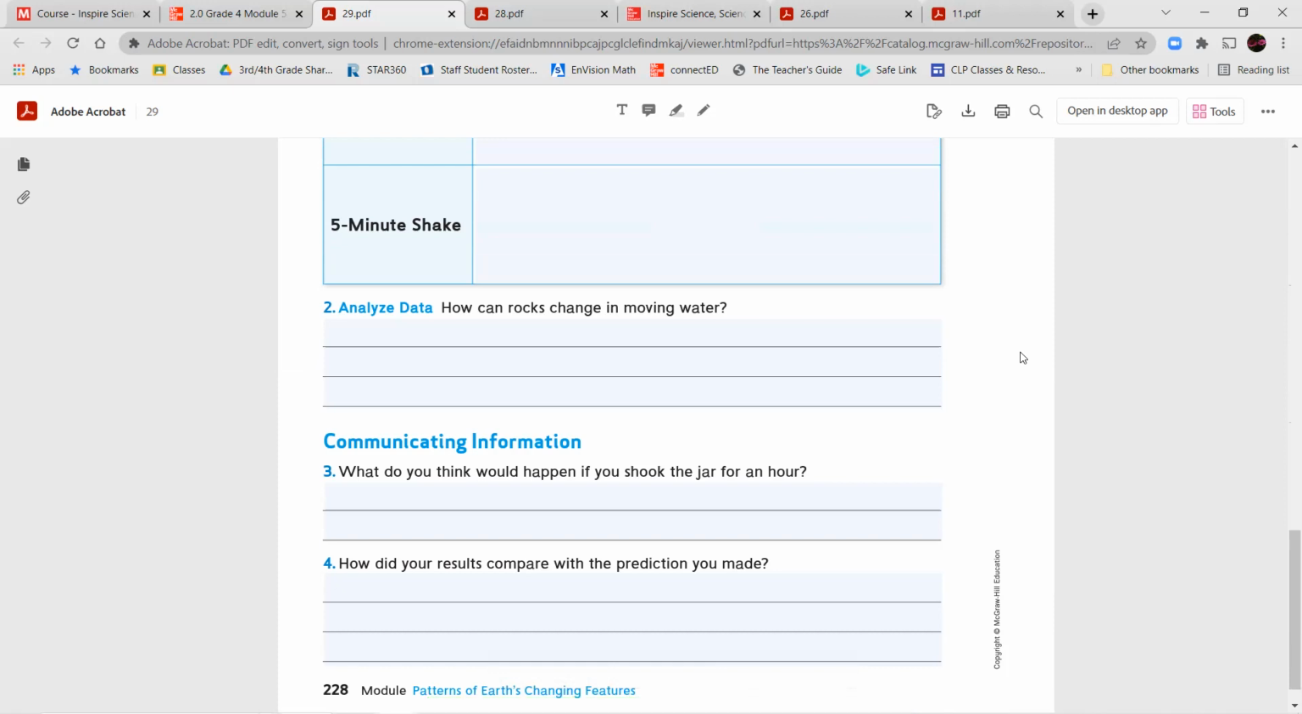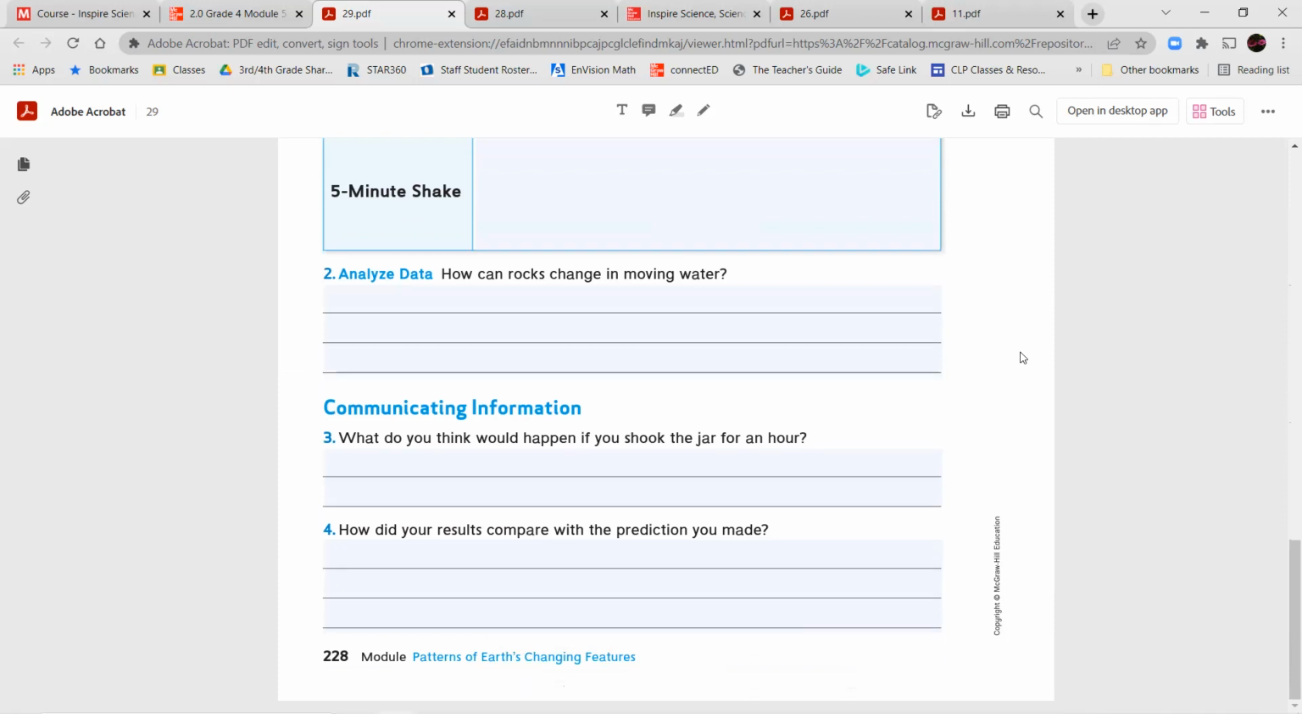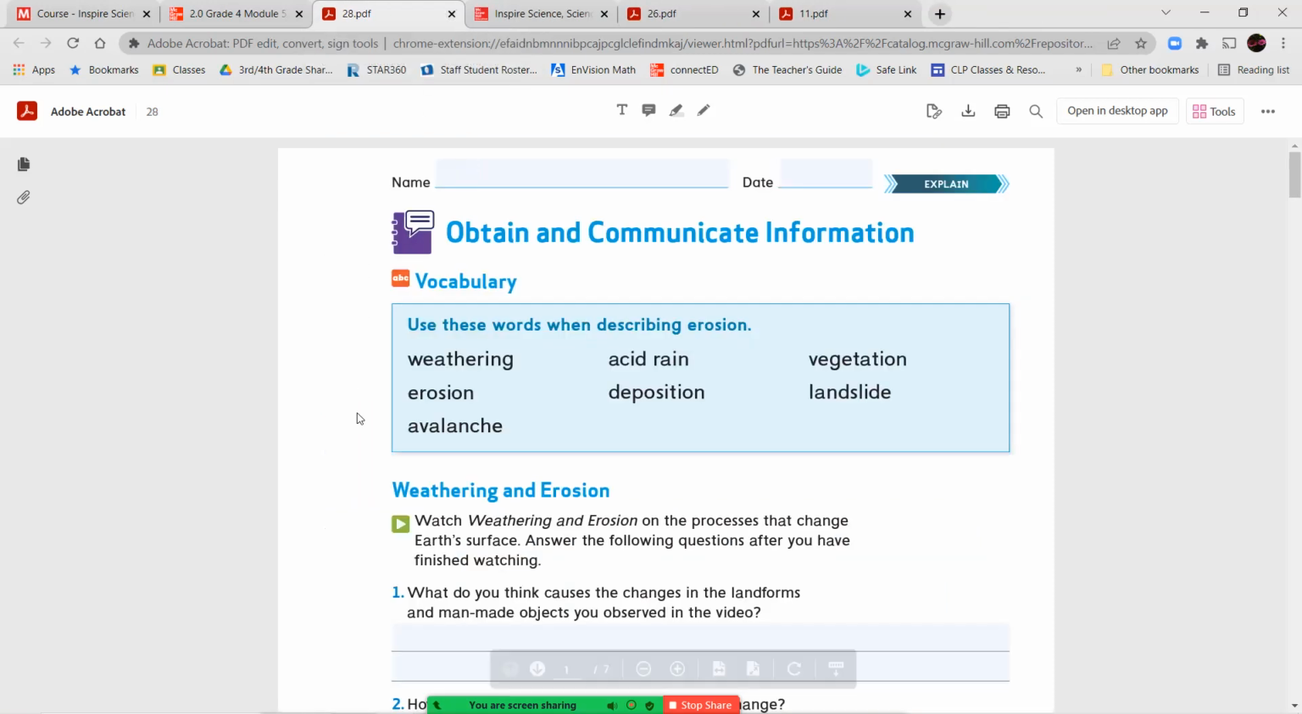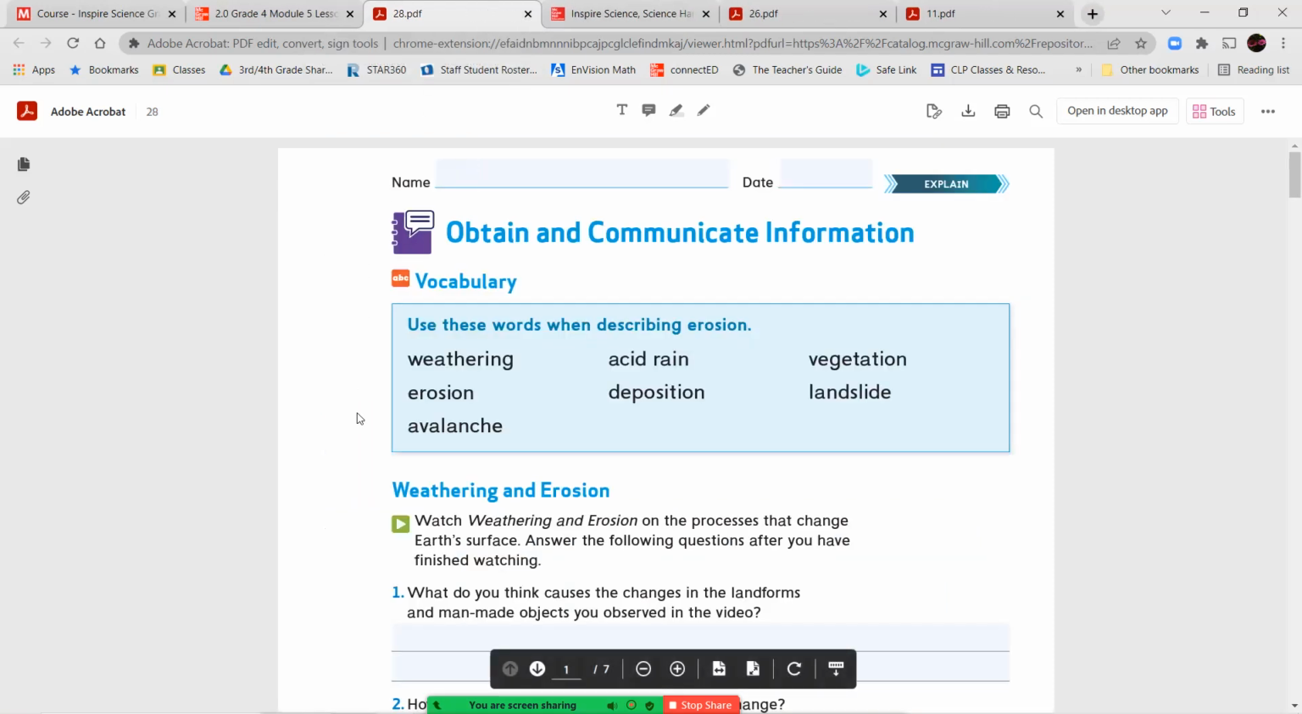What do you think would happen if you shook the jar for an hour? How did your results compare with the prediction that you made? So after you answer those questions, you can share with a partner and see if you found the same results. Moving forward, we're going to take a look at our vocabulary for this lesson.